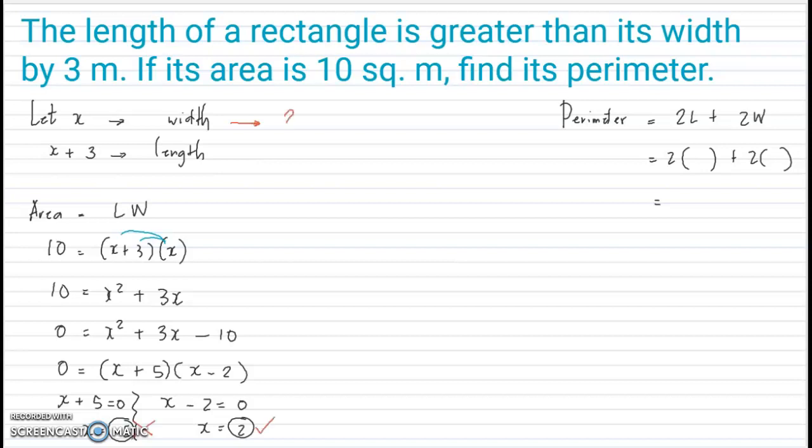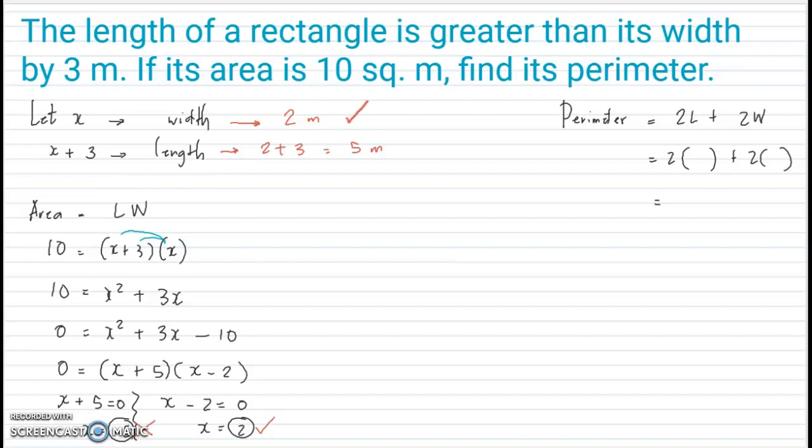So the width is 2 and the length is x plus 3, so we have x as 2, so 2 plus 3 would be equal to 5. So the width is 2 meters and the length is 5 meters. So we see that indeed the length is 3 meters greater than the width.